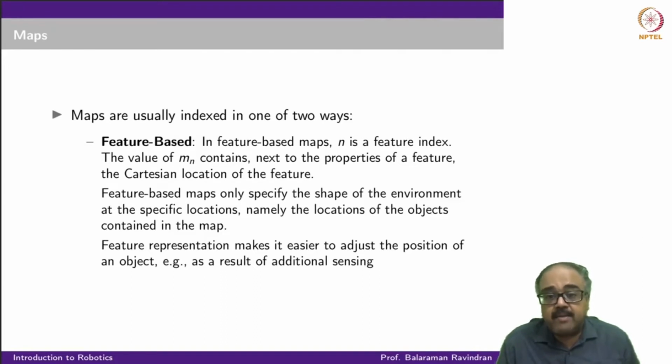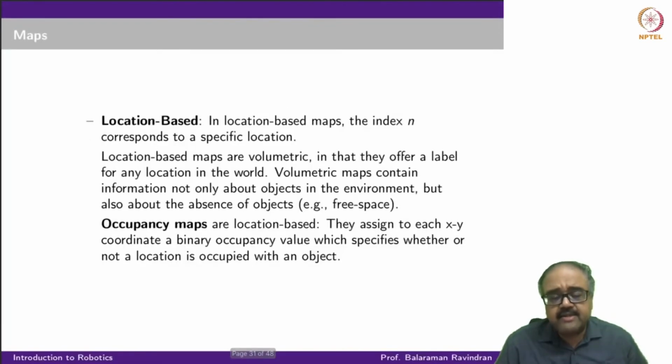Suppose I ask, do I have an obstacle or not, like we were talking about in the motion model, right? In such a case, I would really have to run through all my objects, all my features, to figure out if there is a feature that intersects with the location that I want to move to, right? In such cases, it's easier for us to maintain what are called location-based maps.